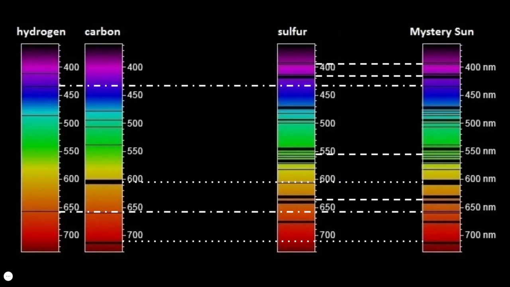On this Mystery Sun, we can also see hydrogen's band around the 650 nanometer mark, but we see that band is also present in carbon, so that can be hard to distinguish between carbon and hydrogen. Click Next to access question 4.